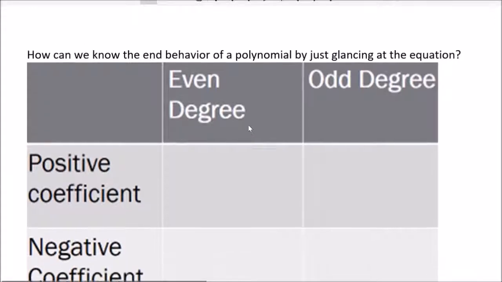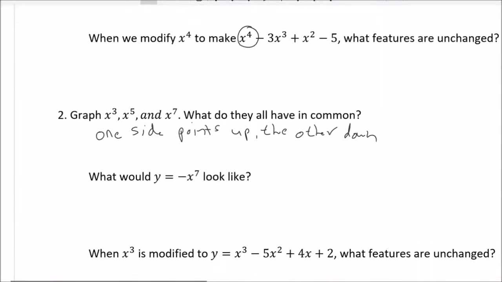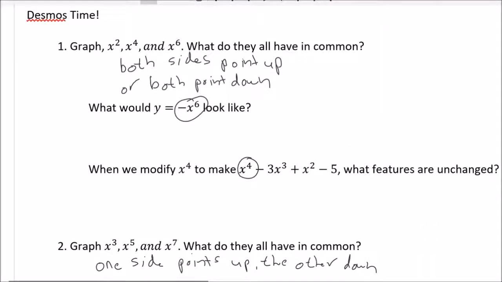Okay, so this gets us to a bigger question. How can we know the end behavior of a polynomial just by glancing at the equation that made it? So let's see if we've already looked at any examples of any of these, like a positive coefficient with even degree. So let's scroll up for a second. Positive coefficient, so in this one, the coefficient's 1, and it's an even degree. What did that one look like? It looked like kind of a weird W thing, kind of like that. So here's what's important. Both of those were going up.